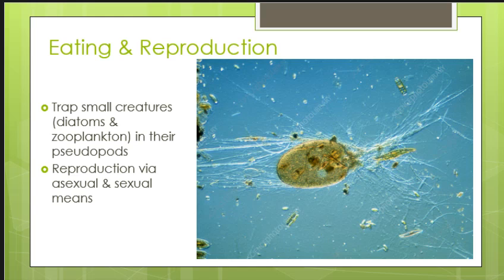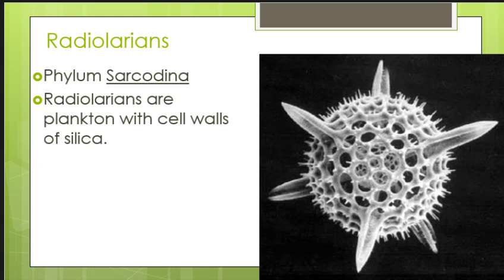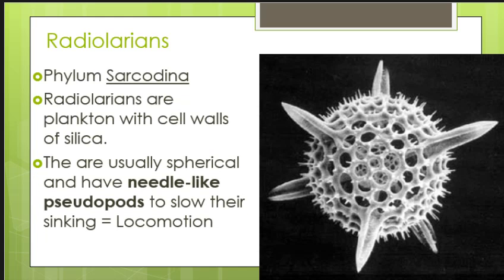All right. Our next group are the radiolarians. Is that right in your book? Okay. Our radiolarians, that's a close-up picture of one here. They're in phylum Sarcodina. They are plankton with cell walls of silica, similar to our diatoms, right? Silica. They're usually spherical and have needle-like pseudopods.